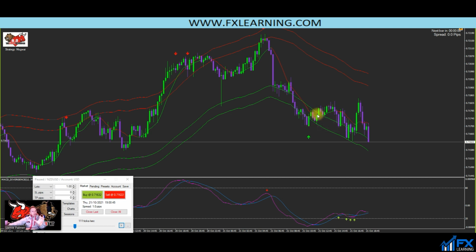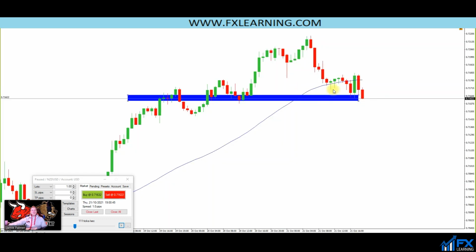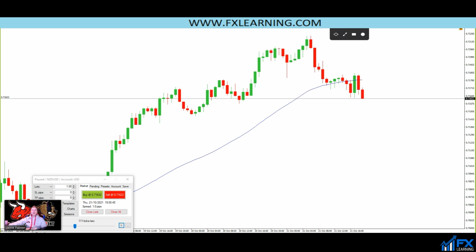What we're looking for is to take trades with the trend. So if the moving average is facing down, let me just get rid of that here. If the moving average is facing down, price is below the moving average, what are we going to be looking for to take trades with the trend? We're going to be looking for sell opportunities.